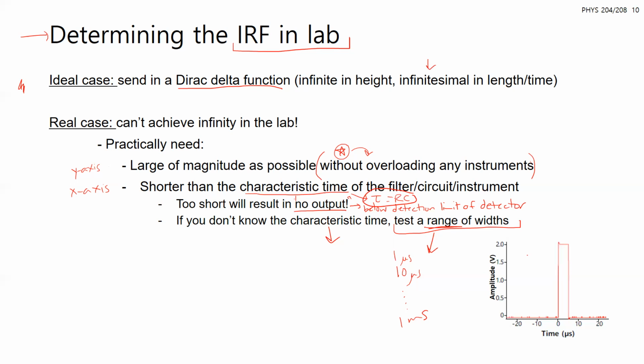But if you send something that's slower, it will be able to respond to the start of the signal. It will be able to respond to the middle of the signal that you're sending in, and will be able to respond later on in the signal. So when you take that convolution, you'll start to see it spit out the signal that you're putting in. So you won't get just the instrument response function back.